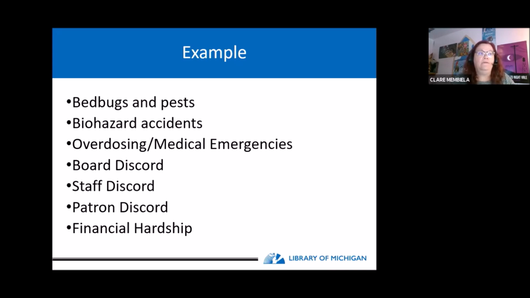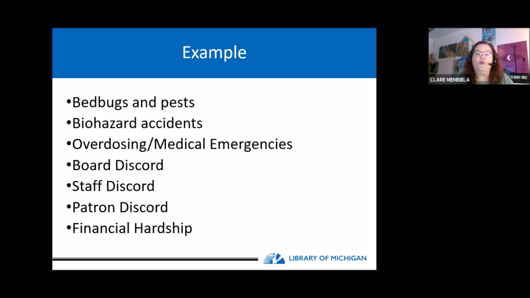The whole opioid thing, if someone is overdosing, Narcan, that's a mini crisis. Other medical emergencies, someone has a heart attack or a stroke, or a staff member injures themselves. Those are all medical emergencies that require some kind of crisis management, right? It's not huge crisis management, but it is crisis management. The next three are things that are a little bit harder.